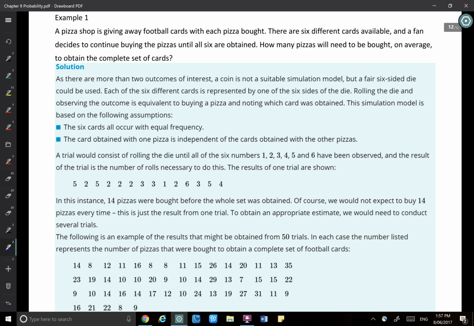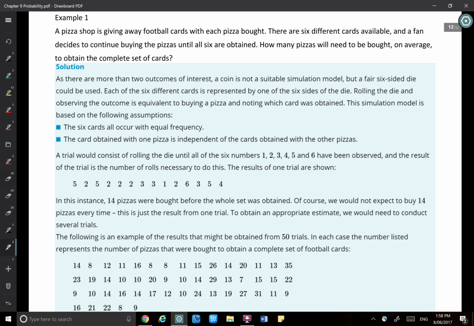I throw the dice the first time, I get a 1. Throw it the second time, I get a 1 again. Throw it again, get a 4. And keep throwing until I record down all the numbers, 1, 2, 3, 4, 5. Make sure all the 6 numbers appear. And I count how many times I have thrown the dice. And that is how many pizzas you need to buy.